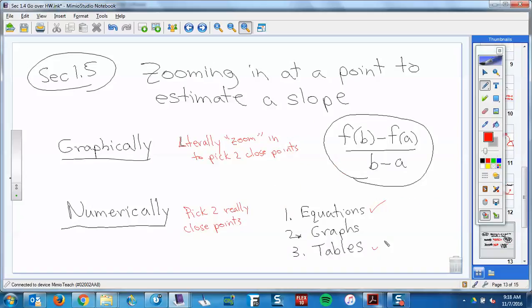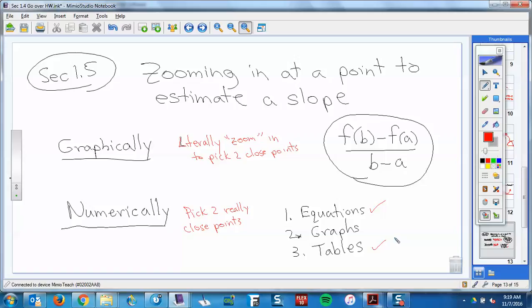Okay, but what if I give you an actual equation? Or what if I give you a table of values? Well, now we go back to what we learned the first day of class, where we literally picked 2 points close together. Remember that? So if I want f prime at 1, the slope at 1, the rate of change at 1, how about we pick 1 and 1.0001 and actually do a slope calculation.